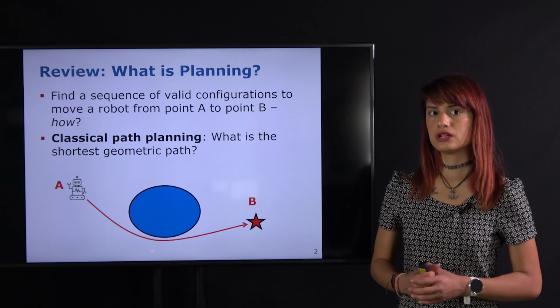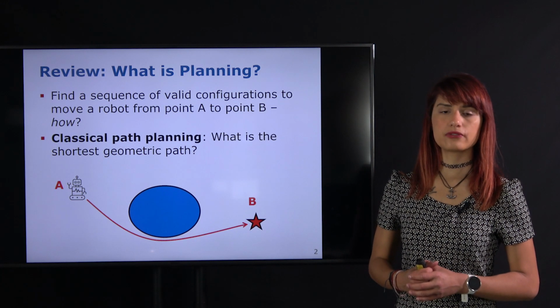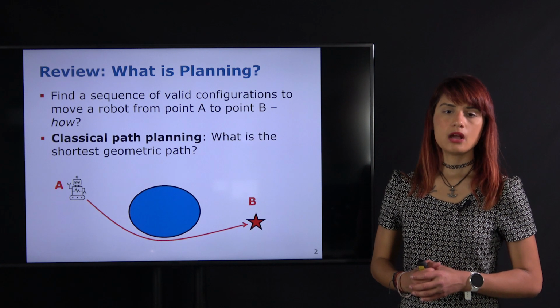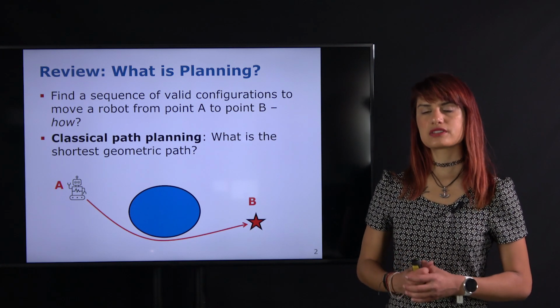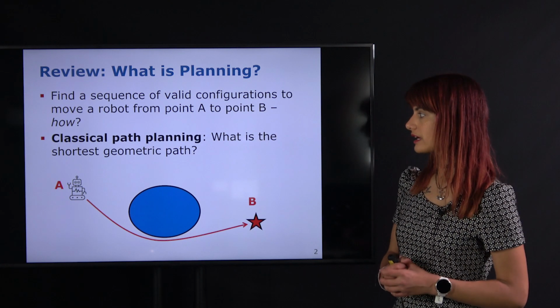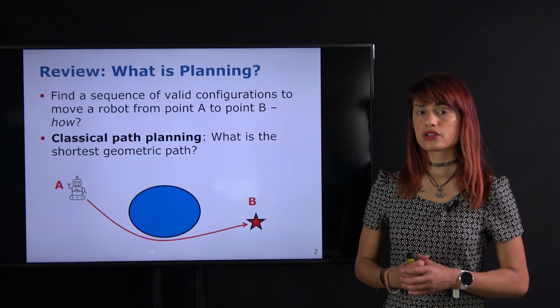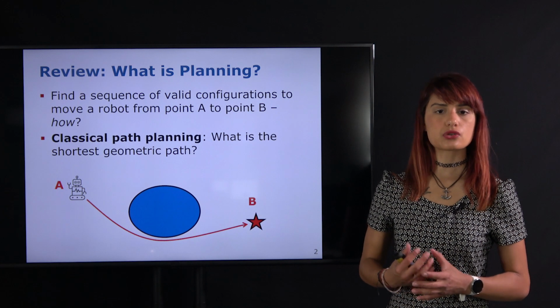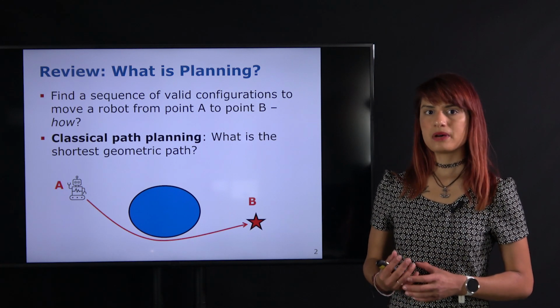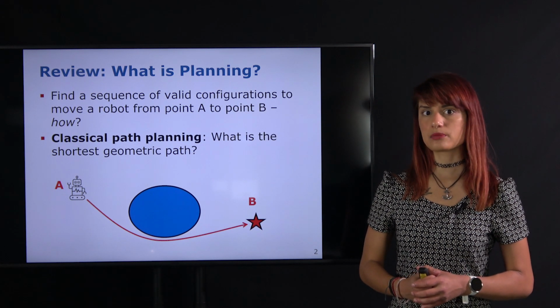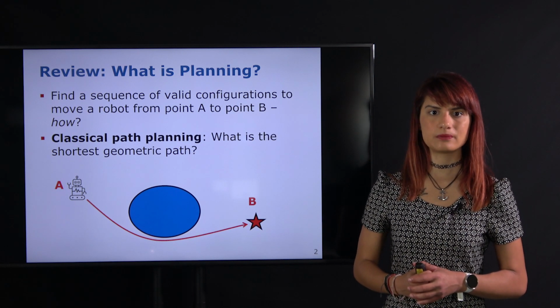In this lecture, as in the previous ones, we focus on what's called the classical path planning problem, which seeks to find the shortest geometric path connecting these two configurations. And so the closer a path is to the shortest possible one, the better or the more optimal it is. And this is what we'll consider as our measure of path optimality.